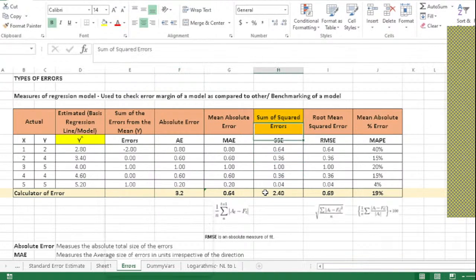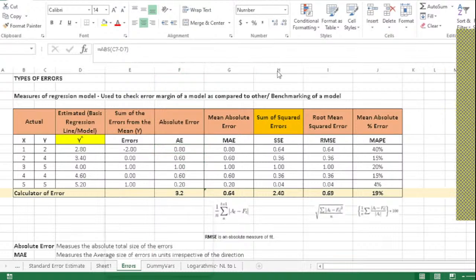Then comes a very important measure. See, these are very crude measures, absolute error. But when we have to do regression, we have to come to a very refined measure, a measure of error that you can analyze even in complicated models. These are very simplistic measures. So then comes sum of squared errors.